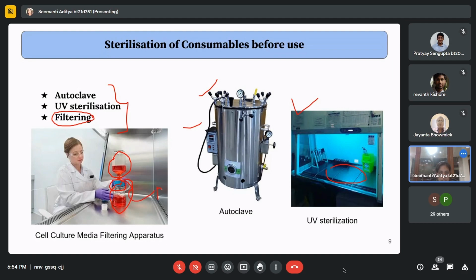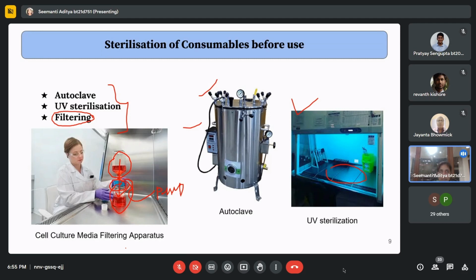That pump will pump the air and help in passing the liquid through this filter in a very quick amount of time. If we wait for gravity for the filtering to take place, or if we put some pressure, it will take a lot of time.